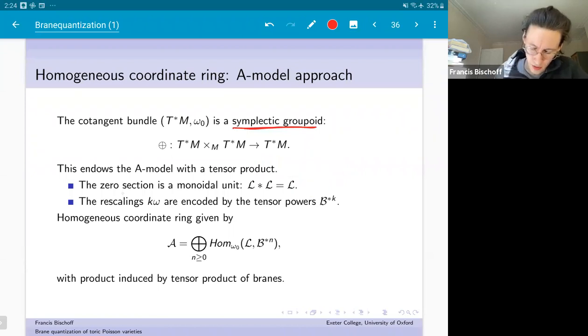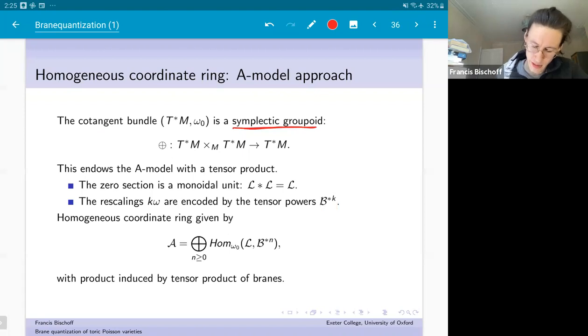So let's look at what happens when we tensor our 2 branes, L and B. So remember, L was the 0 section. The 0 vectors are the unit for the addition. And so this 0 section is going to be the monoidal unit for the tensor product. In particular, if we tensor it with itself, we just get back L. On the other hand, if we take the tensor product of B with itself, then what we're going to get are the integer rescalings of the Kähler form.